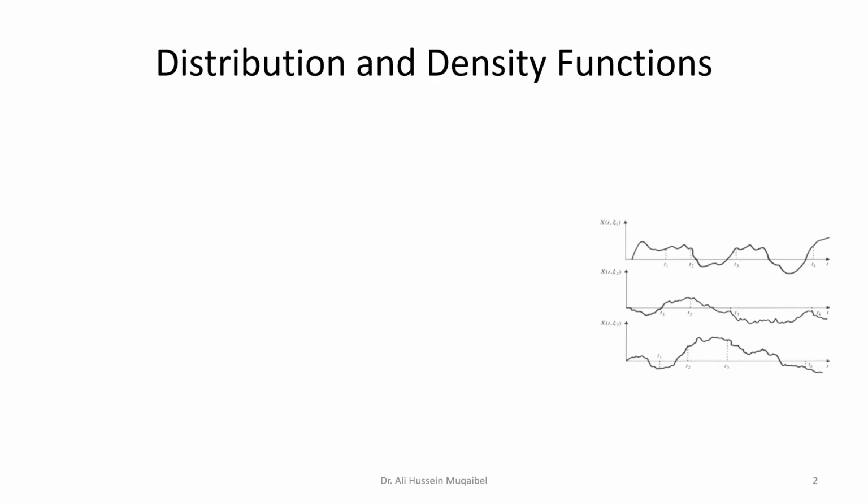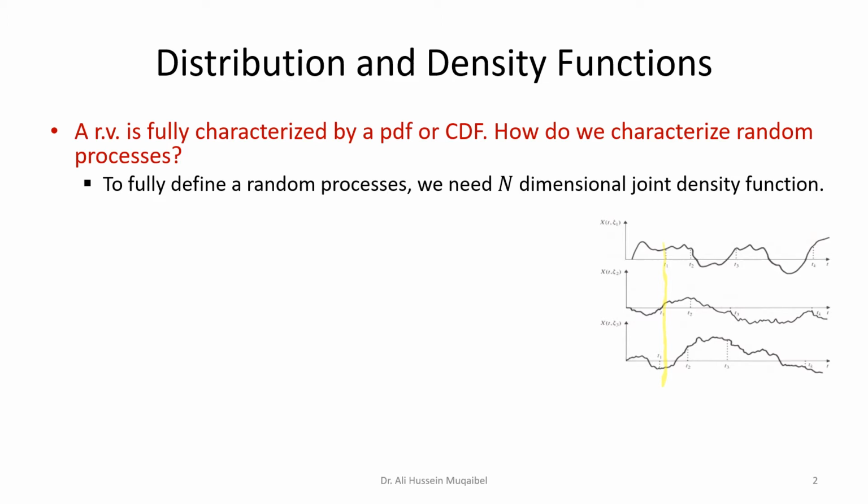The distribution and density function. Recall that in the diagram shown on the right hand side here, you can see that taking any instant of time defines a random variable. A random variable is defined by a CDF or the PDF. So you can define every instant of time by the PDF, probability density function, or by the CDF, the cumulative distribution function. Now a random process is more than that. So we need a PDF and a CDF for every instant of time.